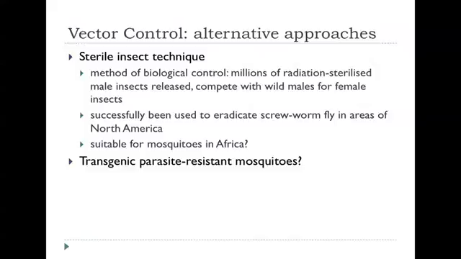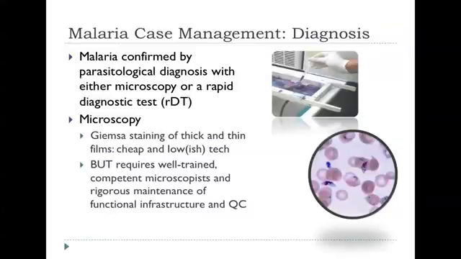But some field studies have been done in Australia, and it does appear to be an effective approach. Okay, vector control is one thing. Actually managing cases of malaria effectively is also important, and getting the diagnosis right is important.